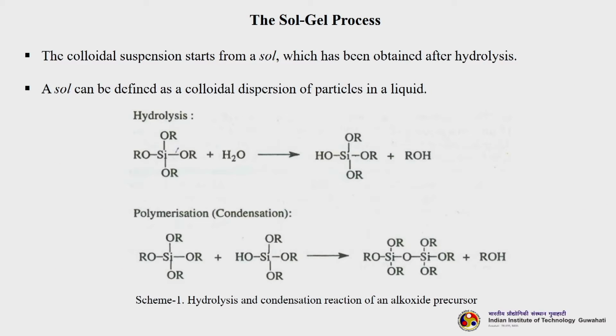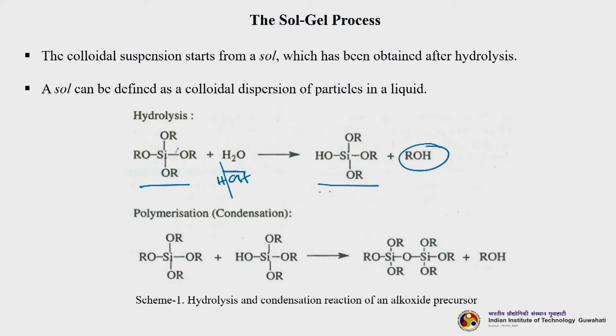So, the colloidal suspension starts from a sol which has been obtained after hydrolysis. Now, a sol can be defined as a colloidal dispersion of particles in a liquid. Now, this is an alkoxide and it is hydrolyzed, right. So, the OH from here, we can write like this. What we can understand from this particular reaction is this. OH is reacting with one of the R and forming ROH.